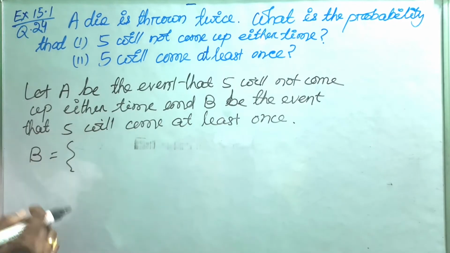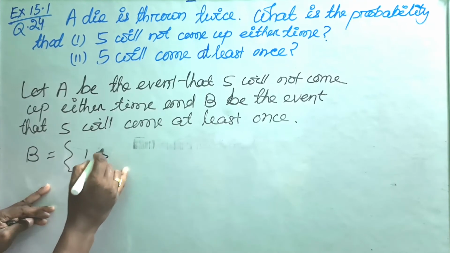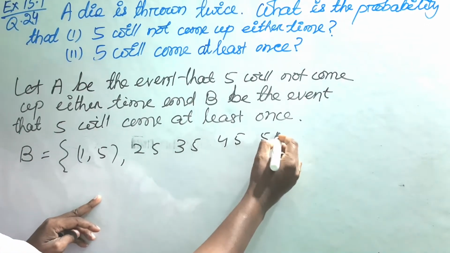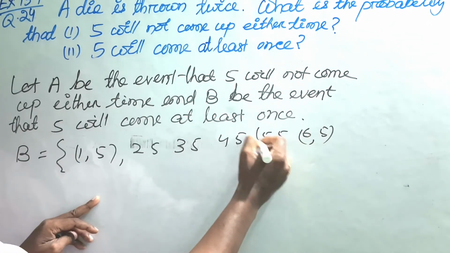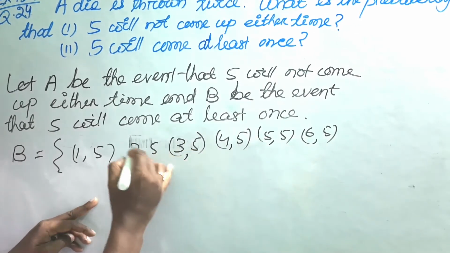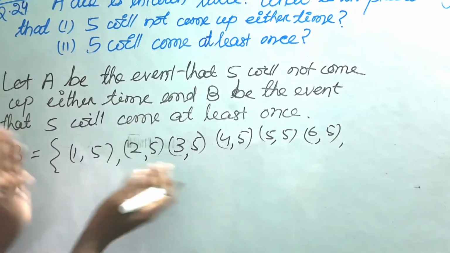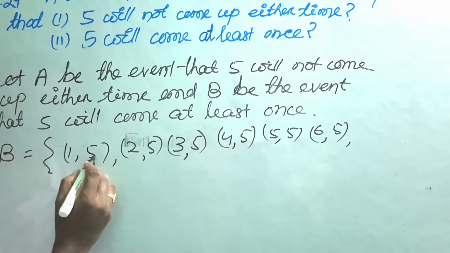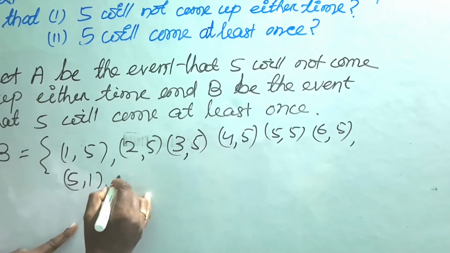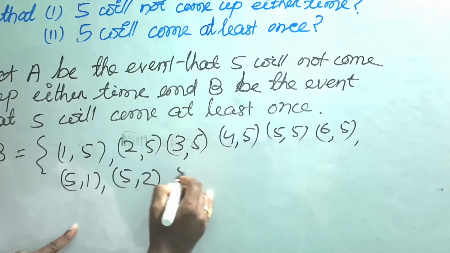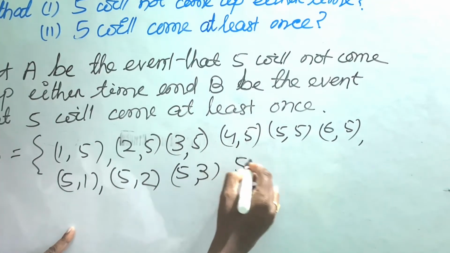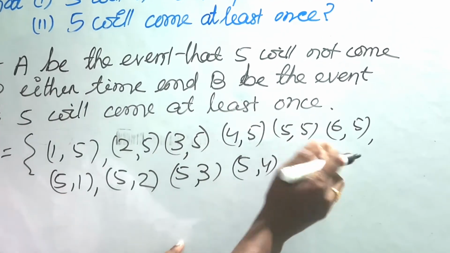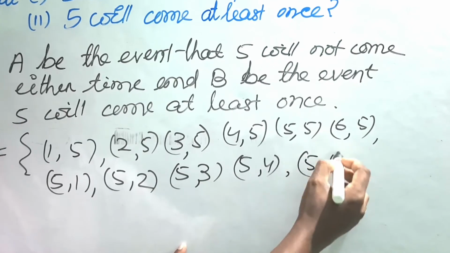So, what are the outcomes? You know, 1 5, 2 5, 3 5, 4 5, 5 5 and 6 5. Then just reverse the position of these outcomes. So what will you get? You will get 5 1, 5 2, 5 3, then 5 4, then 5 5. If you reverse it, you will get the same outcome, so you need not write that one. And here it is 5 6.